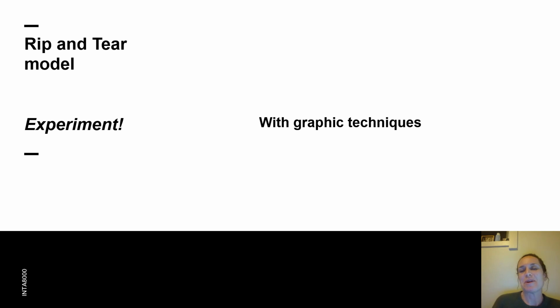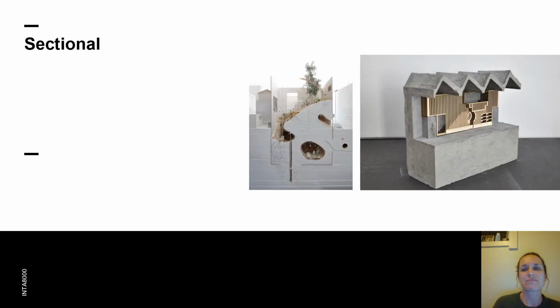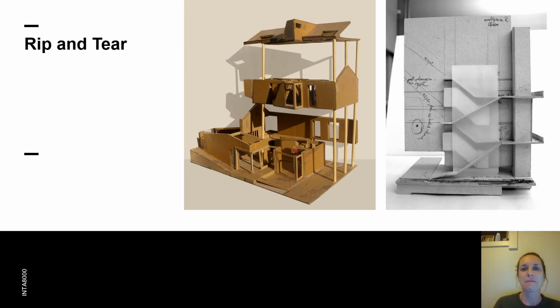Again, we ask you to experiment with graphic techniques. So, how do you create a sectional model? How deep is it? Is it just a thin slice, or is it something that shows the depth of the space in a greater way? Experiment with graphic techniques for a rip and tear model. So we're not asking for a polished model, which I know is what a lot of those examples have shown. We're asking you to translate the principles of those examples into graphic techniques that are probably more evocative of these images.